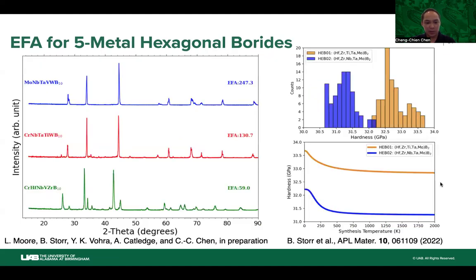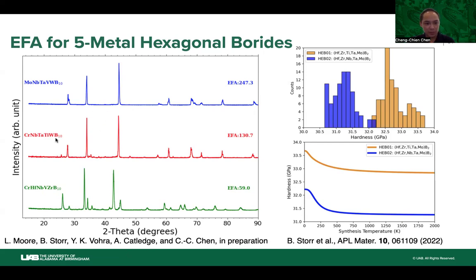Okay, so we are in the middle of writing the manuscript for journal submission. Here I just show some of the results out of the 126 compounds. First of all, for the molybdenum, niobium, tantalum, vanadium, tungsten B10 compounds, we have a theoretical EFA value very high, 247. I also show the corresponding X-ray diffraction pattern obtained by Professor Ketteridge's group at the UAB.